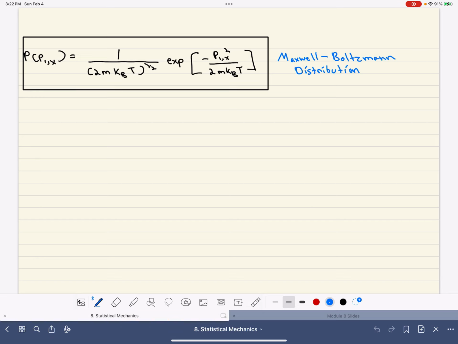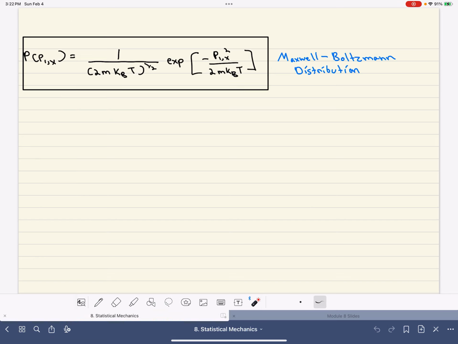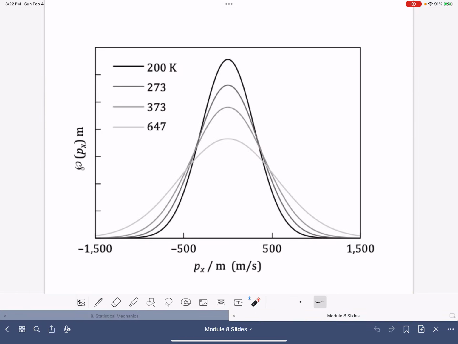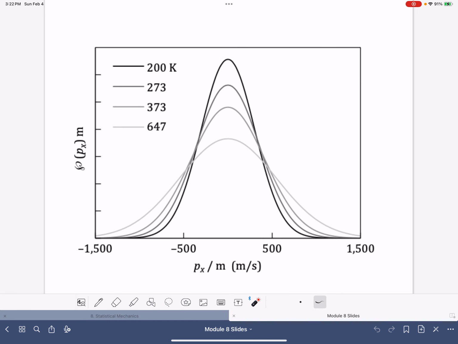So this equation right here, this expression, describes the probability that a system has a specific value of the momentum for a specific particle. Okay? And just to give you a visual representation of what this result is, here's what the Maxwell-Boltzmann distribution looks like at different temperatures.